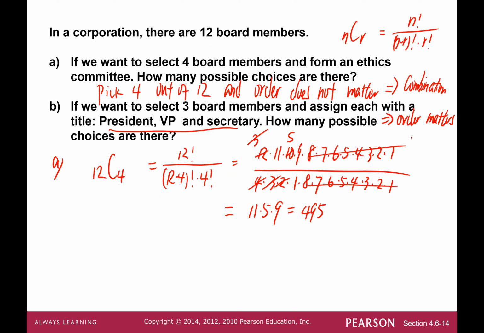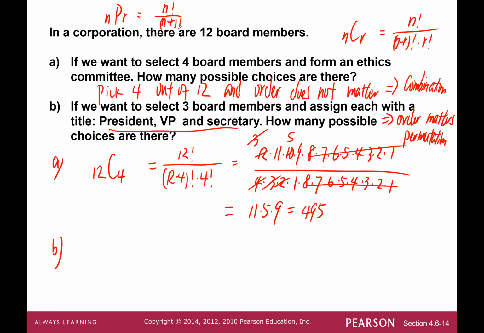So that means it's permutation. And we're going to use permutation to handle this. So nPr will be n factorial over n minus r factorial. That's the formula for the permutation. That will be 12P3. That means it will be 12 factorial over 12 minus 3 factorial.